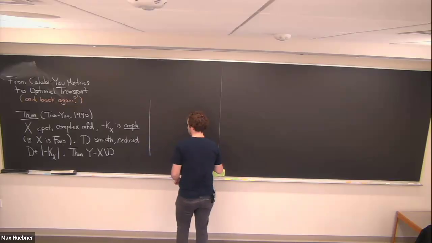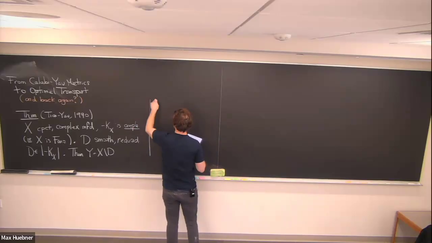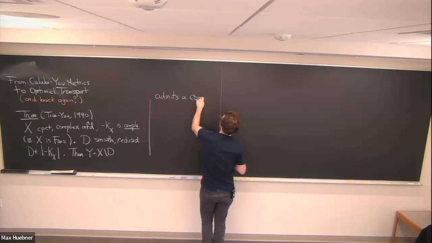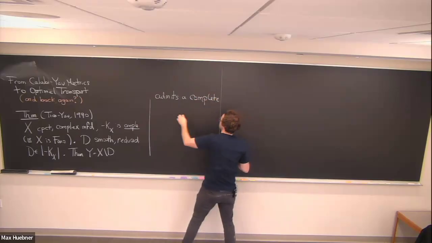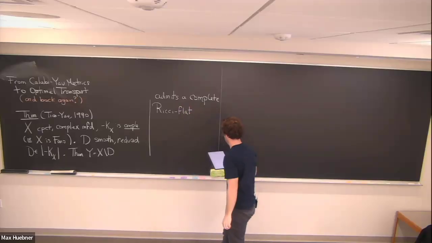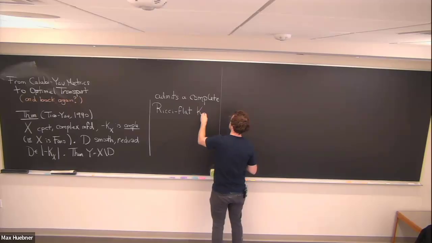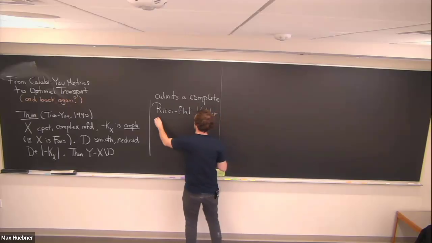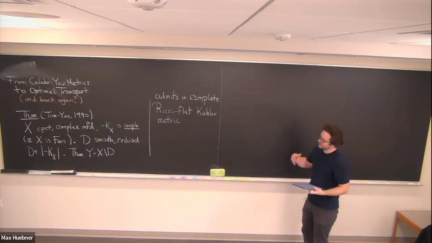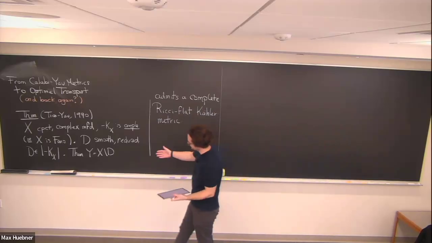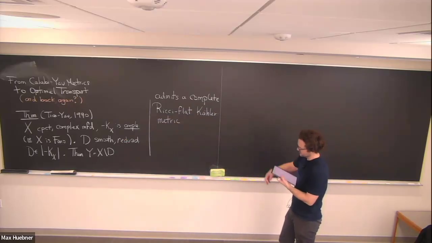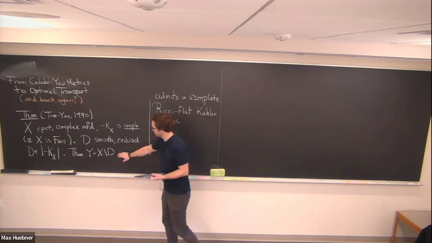So then what Tian and Yau showed is that this admits a complete Ricci-flat Kähler metric. This metric is very interesting. It arises when you study degenerations of compact Calabi-Yau manifolds, and it has geometric bubbling along certain degenerations.